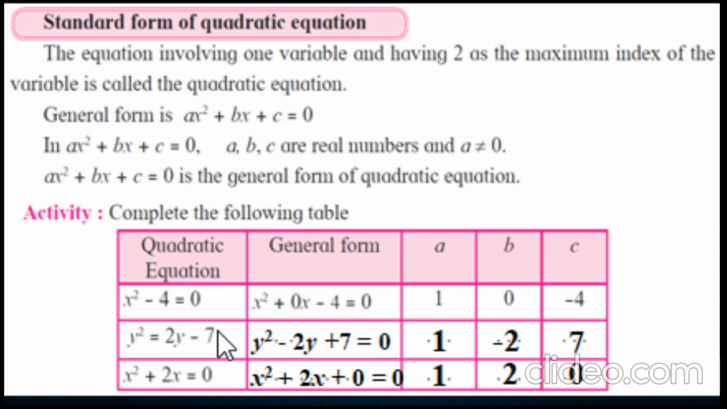We are transferring 2y minus 7 to that side. So it is of the form ax square plus bx plus c is equal to 0. A is 1, b is minus 2 and c is 7. Then x square plus 2x is equal to 0. Here c is not given, so we can take c as 0. X square plus 2x plus 0 is equal to 0. So ax square plus bx plus c is equal to 0, where a is 1, b is 2 and c is 0.